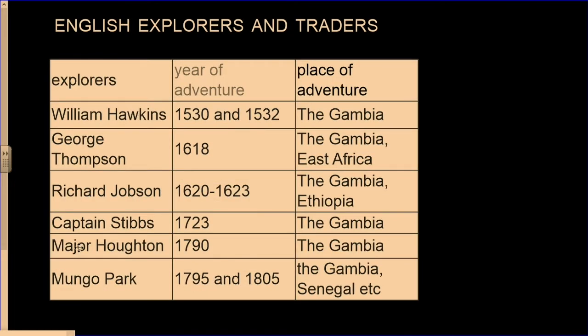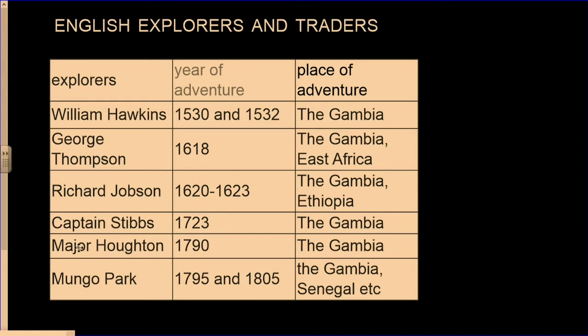Now the English explorers and traders. The explorer, the year of adventure, and the place of adventure. We have William Hawkins as an English explorer who came in 1530 and 1532. And the place of adventure was the Gambia. George Thompson also came, that is in 1618, and he adventured the Gambia and East Africa as well.